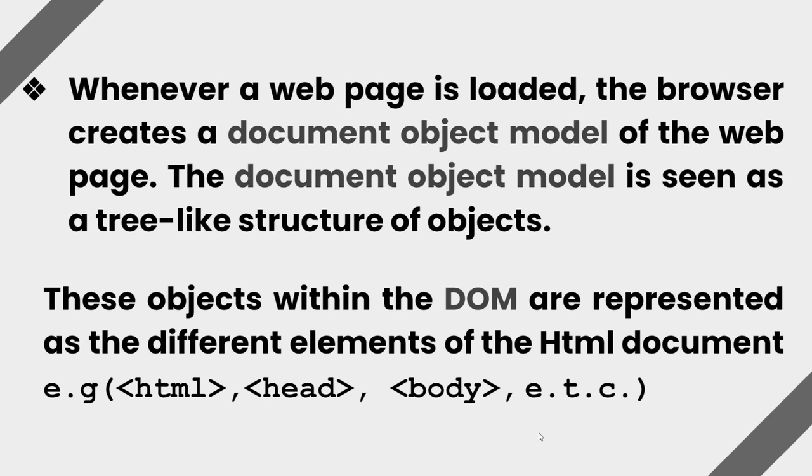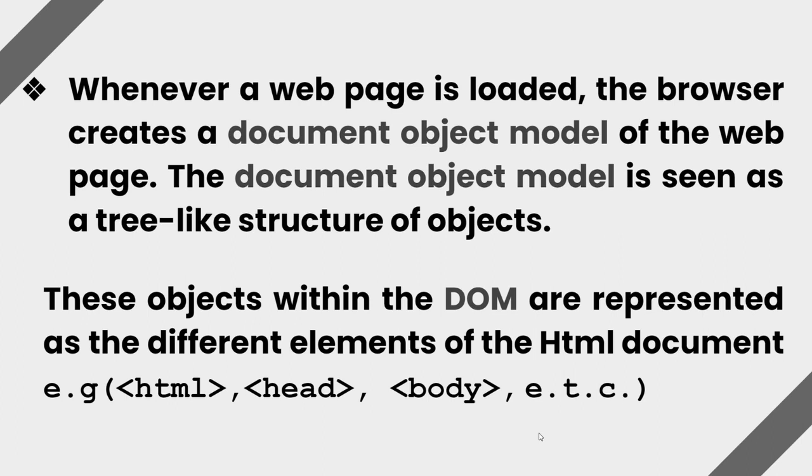Whenever a web page is loaded, the browser creates a document object model of that web page, and that document object model appears to be a tree-like structure of objects. So this basically means that either an HTML document or a hosted web page, in as much as it's loaded into the browser, when rendering that web page would actually create a document object model.